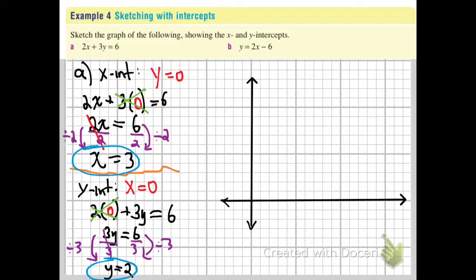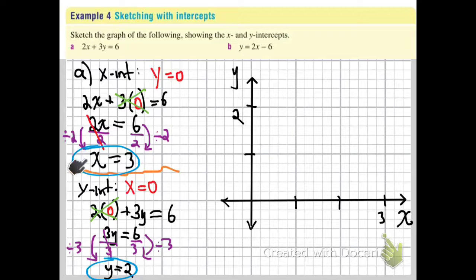So we draw our graph. We draw nice straight lines using a straight edge with arrows on the ends, and we label them x and y. We draw a scale. We already have our origin, so I'm just going to make 3 little dash marks and make that 3, and 2 dash marks up there and make that 2. And we can graph these intercepts.